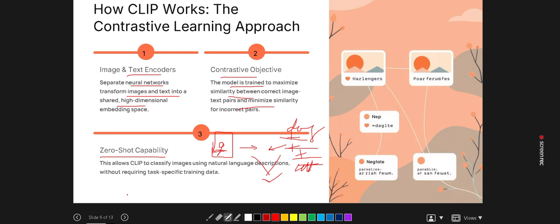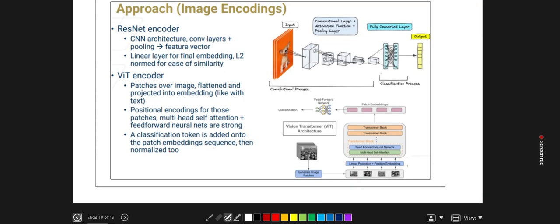Okay, so after this, let's move to the in-depth look at how the image and text encoders actually work. Okay, so this is the image encoding. Now I told you that for the image encoders, there is either the ResNet encoder or the ViT encoder. So let's understand it a little bit. There are two variants of the CLIP model. So let's start from ResNet.